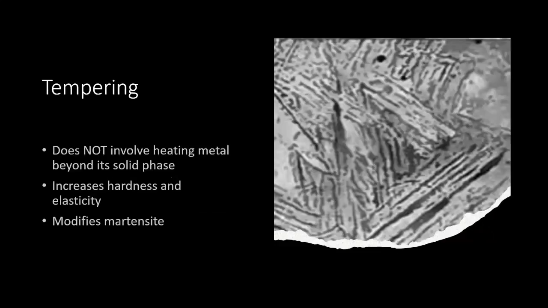Tempering is a special process that usually takes place after quenching. By reheating metal to a high point, but below the melting point, and rapidly cooling it, the hardness and elasticity of the material is increased. This process destroys and reforms martensite to create tempered martensite, an extremely hard microstructure.